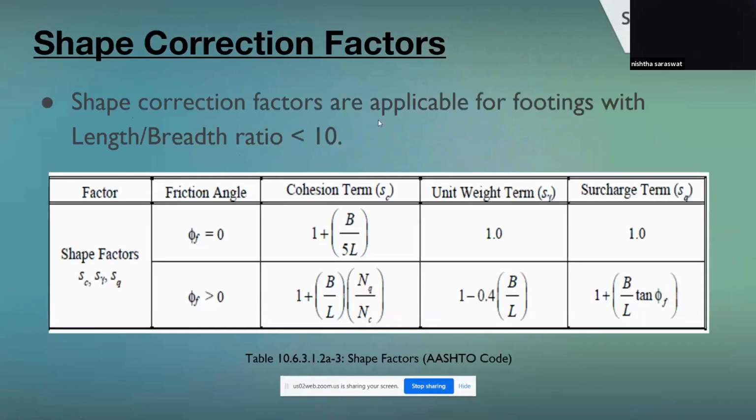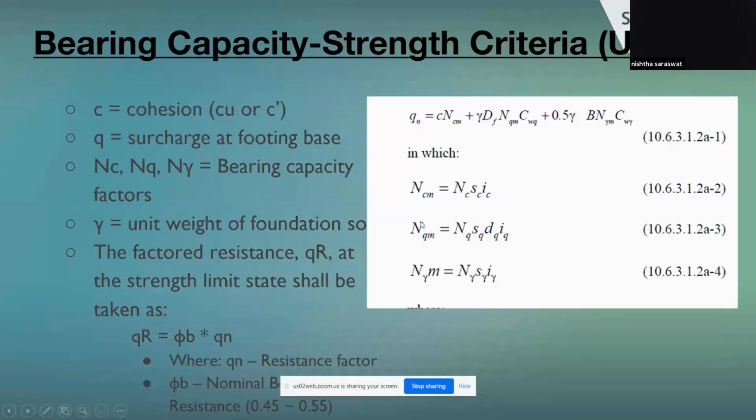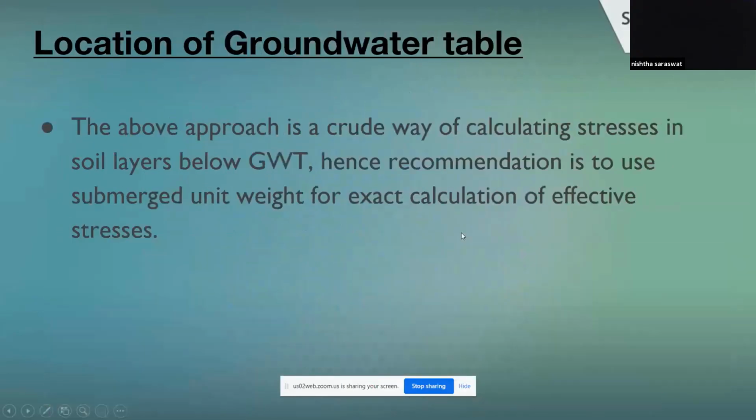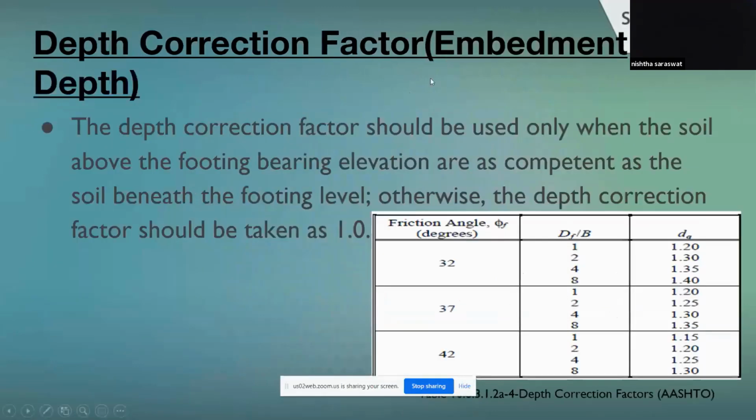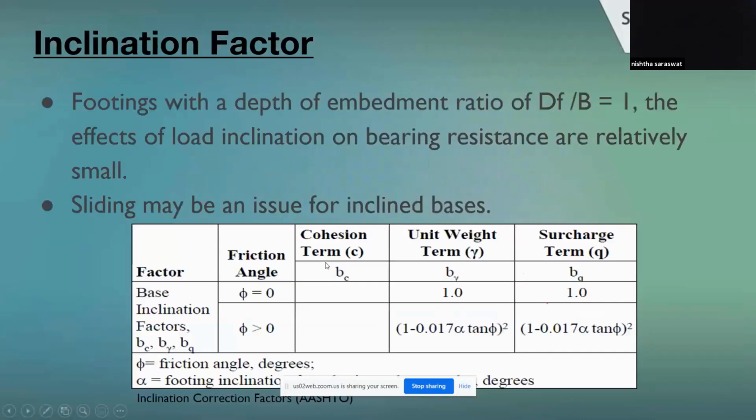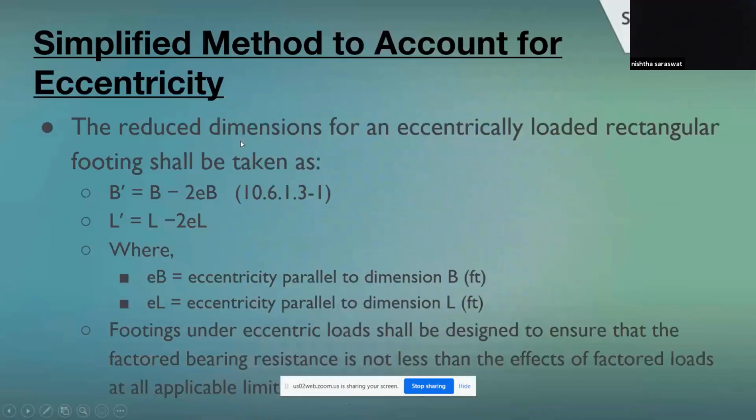Moving on to the shape correction factors, as you can see over here, depending on the angle of friction, the surcharge and cohesion and the unit terms Sc, Sq, S gamma, which are affecting my Nc, Nq, and N gamma, have to be taken. Going ahead with that, the depth correction factor, which is for the embedment zone, depending on the Df by B ratio, we calculate the Dq, as well as the inclination factor. For example, for footings which are resting on a slope, we take into consideration the inclination factor.